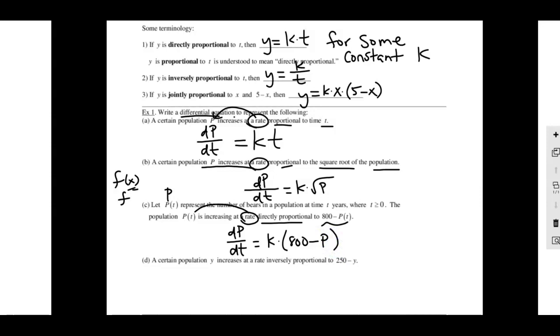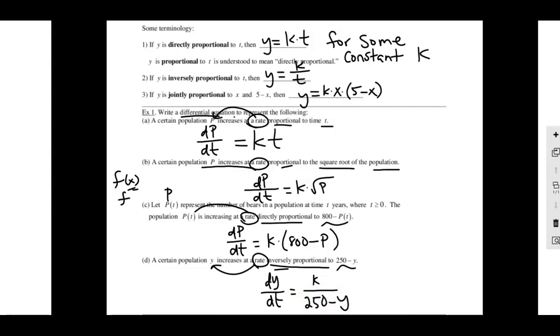Alrighty, and then part D says a certain population Y increases the rate. Ooh, so now it's the rate of Y, and that's new. It's inversely proportional to this other thing. So the rate of Y, dy dt, is going to be inversely proportional. So it's going to be K divided by, and then here we had the 250 minus Y.